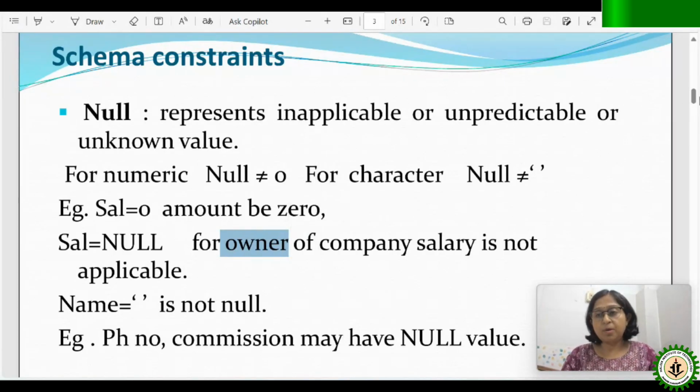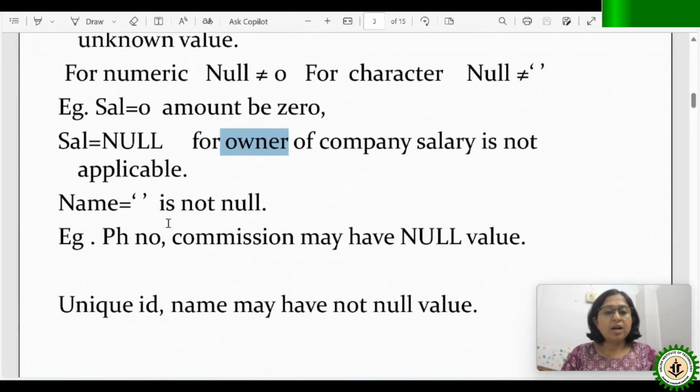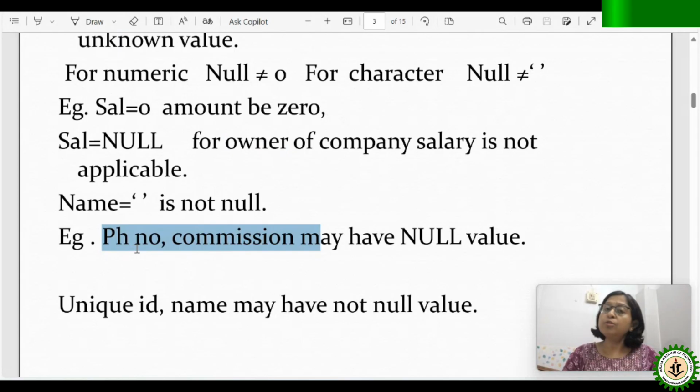So this was about null. Here you can see that phone number and commission may have a null value. If you don't know the phone number at that point of time, you can easily write null, but you cannot write 1, 2, 3, 4 like that, or any value or zero. Null means it is not known for that time.